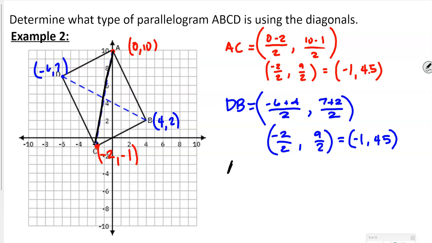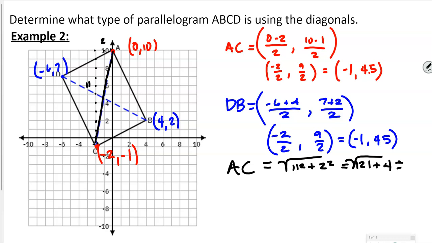So we're going to look at AC. We're going to find the length of it. So we're going to go rise over run. We're going to count up. I always go from left to right. 1, 2, 3, 4, 5, 6, 7, 8, 9, 10, 11 up. And 1, 2 over, okay? So to find the length of AC, we're going to do 11 squared plus 2 squared. That's going to be 121 plus 4, which is the square root of 125.